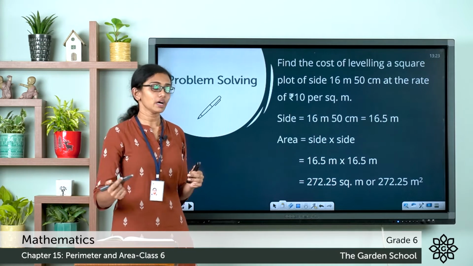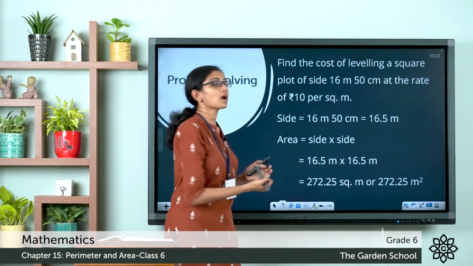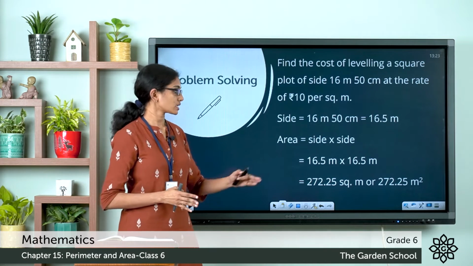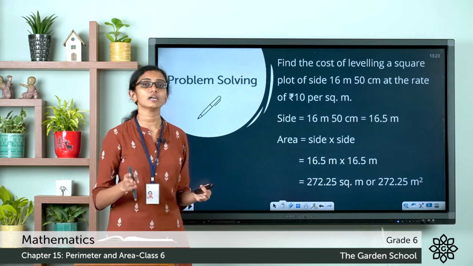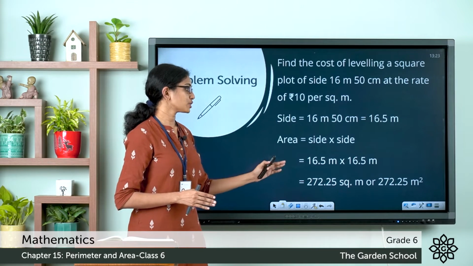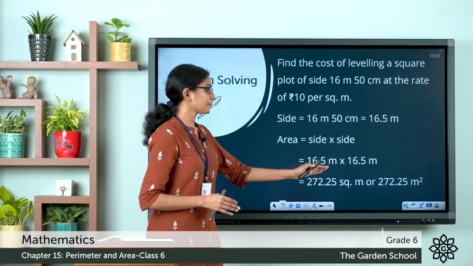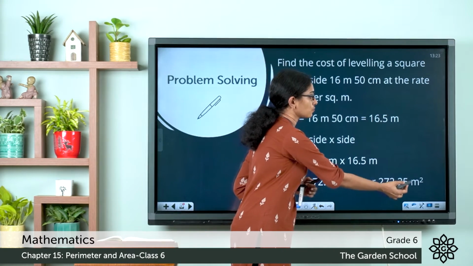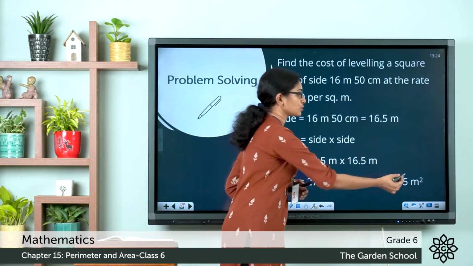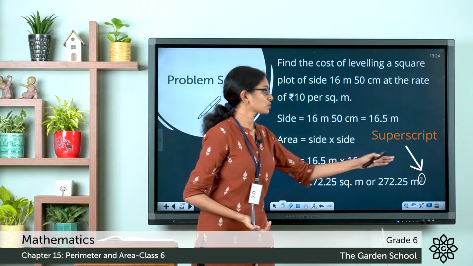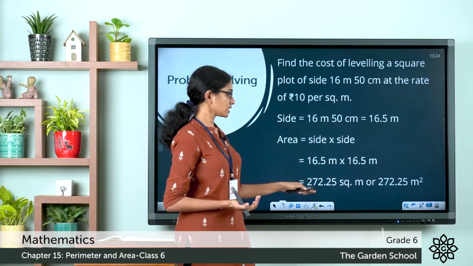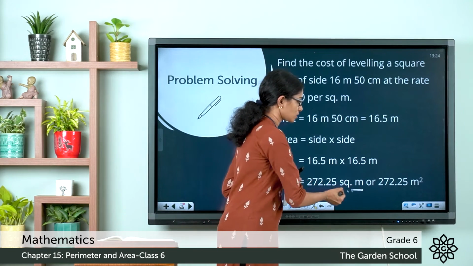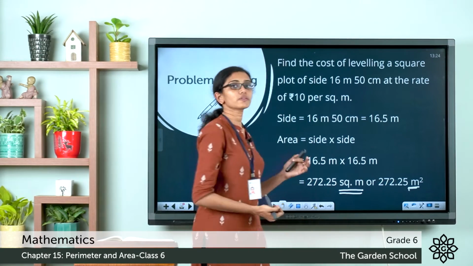Here you have to multiply two decimal numbers. Follow the steps to multiply two decimal numbers and you get the total area is equal to 272.25 square meter, which can also be written as 272.25 meter square. The small 2 is written as a superscript to the unit meter. So these are two ways to write the unit of an area.